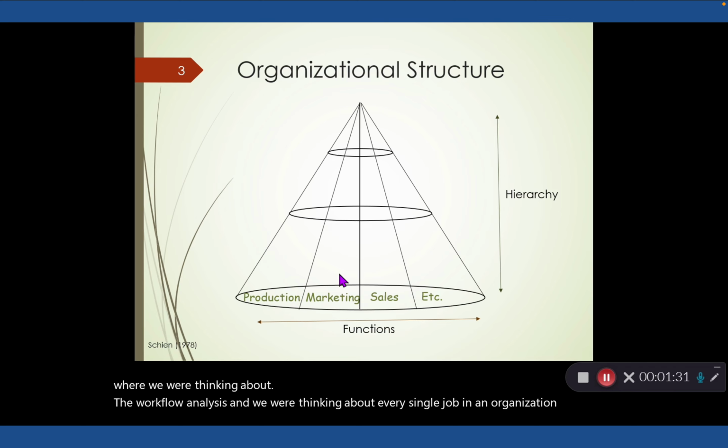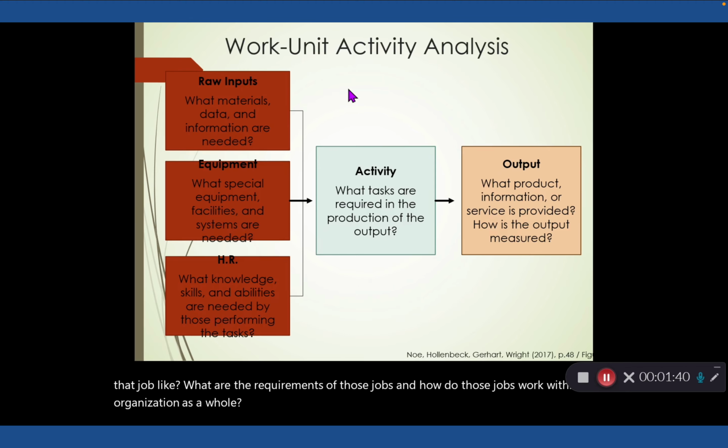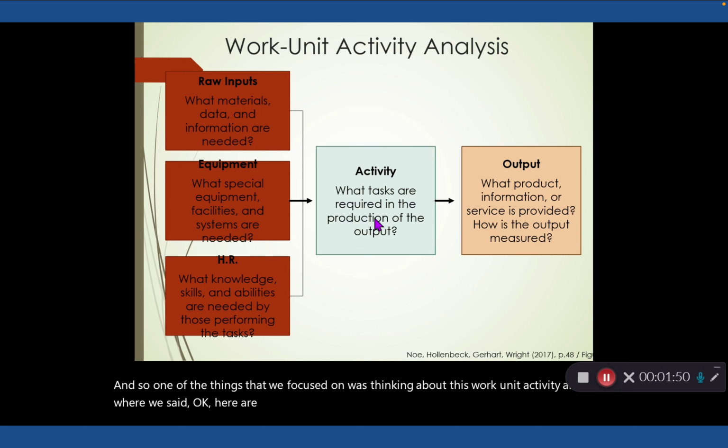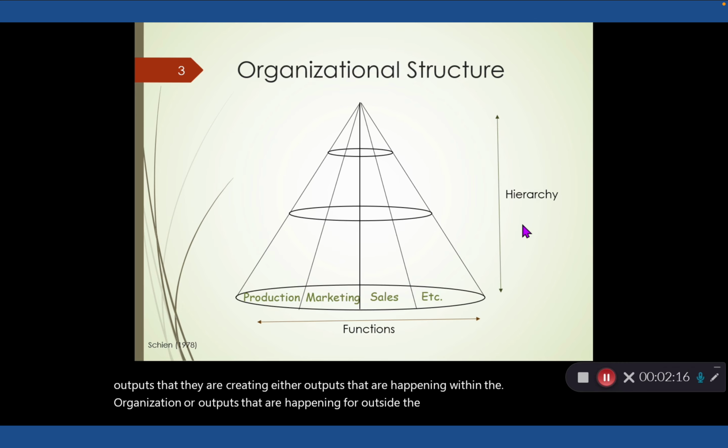What are the requirements of those jobs, and how do those jobs work within the organization as a whole? One of the things we focused on was the work unit activity analysis, where we said, here are the particular TDRs that a position has. These are the main KSAOs that position needs to have in order to do their responsibilities. And what are the outputs that they are creating, either within the organization or for outside the organization? That was our workflow analysis.